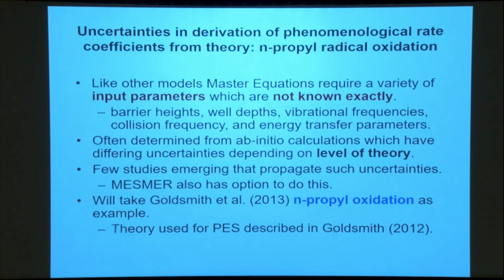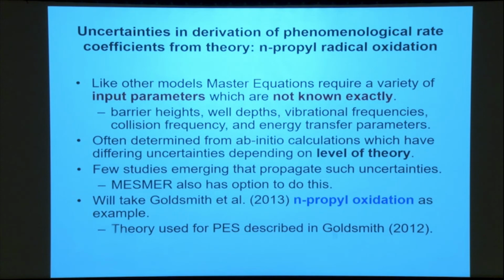So it's fairly clear that any uncertainties that we've got coming from our electronic structure calculations are going to feed into our master equation model and therefore potentially feed through to uncertainties in our rate constants. I mean, there hasn't been a huge number of studies that have looked at this, but there have been a few. So I just want to show some examples here.